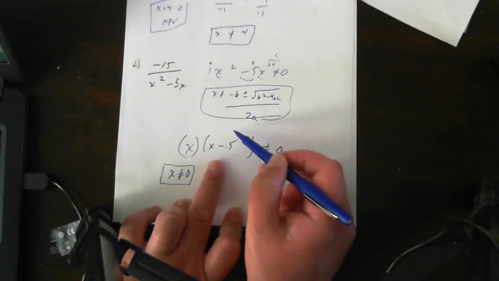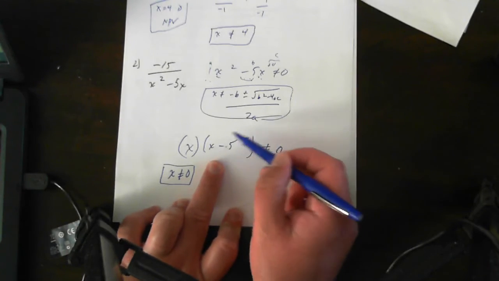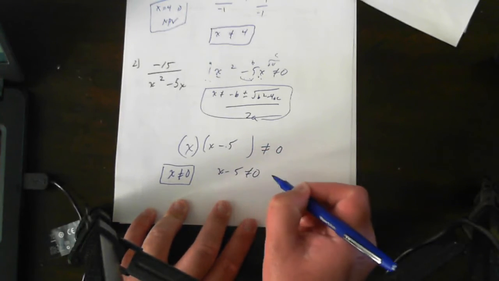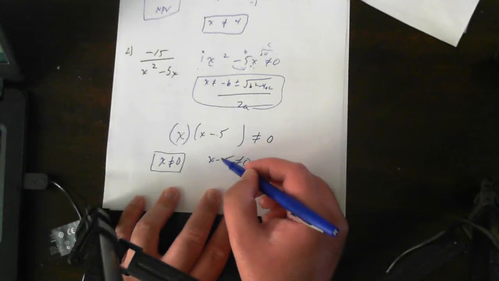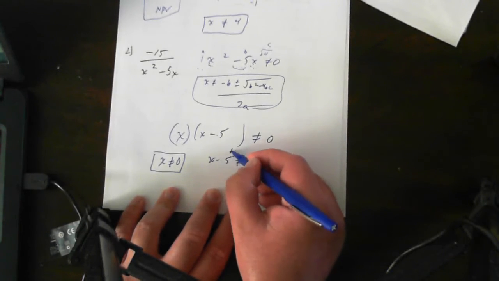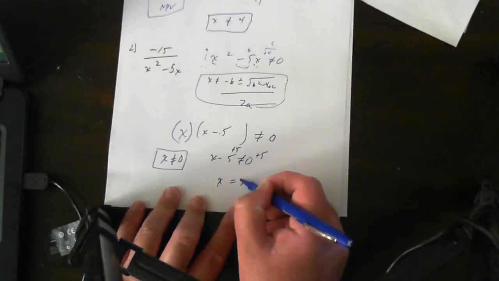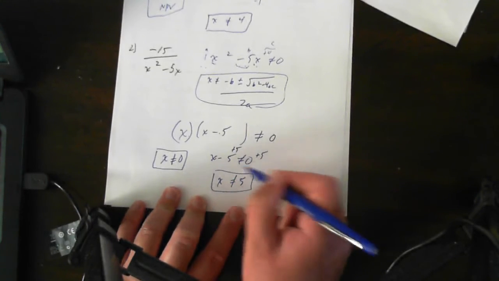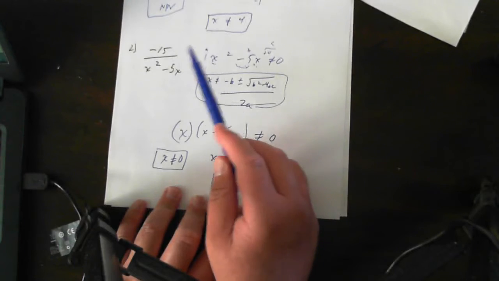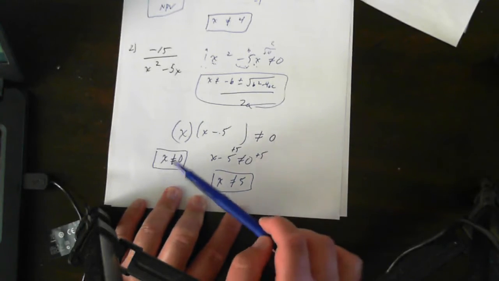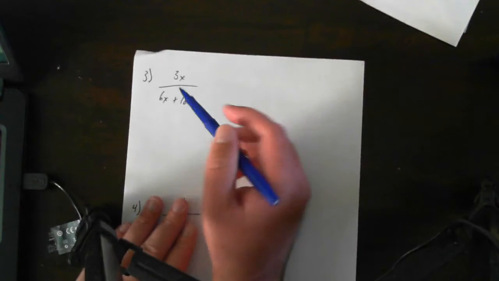My second non-permissible value is going to come from when this cannot equal 0. So x minus 5 cannot equal 0. Solve for x. To get rid of that minus 5, I would add 5 to both sides of the equation. So that will give me, of course, x cannot equal a positive 5. You notice how, just like I had two solutions to a quadratic equation, I have two non-permissible values coming out of this. Alright, let's do two more.